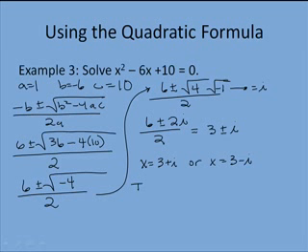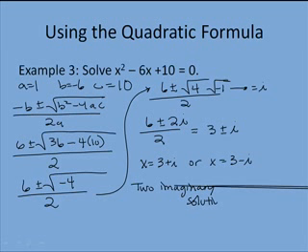Because this uses imaginary numbers, our solutions aren't real solutions. This quadratic equation produced two imaginary solutions.